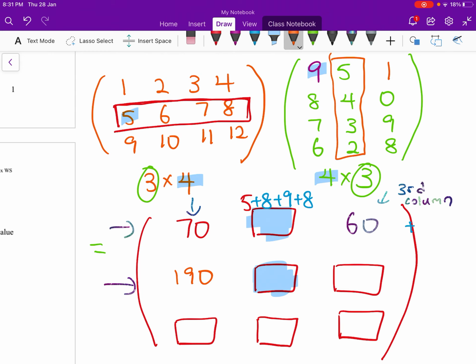First number times first number. First number 5, first number 5, so 25. Plus second number 6 times your second number 4, 24. Third number 7 times your third number 3. Fourth number 8 times your fourth number 8, 16. So let's complete. You'll get about 86.